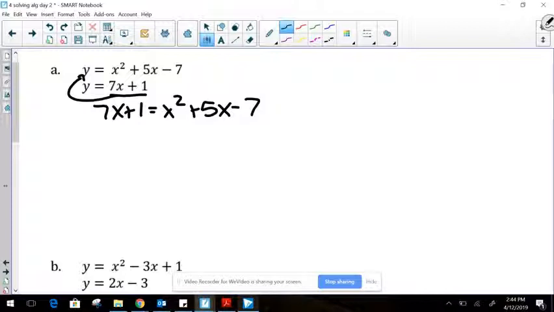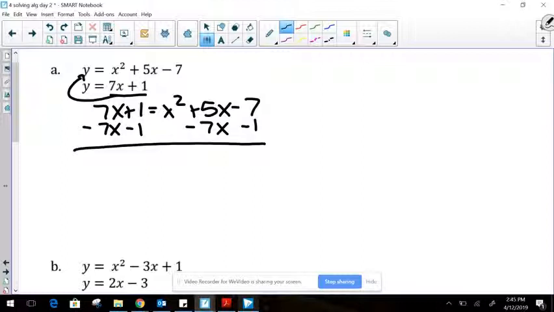I need everything on one side, so it's equal to 0. So minus 7x from the x's, and then minus 1 from the number part. Okay, so that just canceled, that just canceled. Now I have 0 equals x squared, 5 minus 7 is negative 2x, and then minus 8. Okay, so now at this point, I have an A, B, and C value.